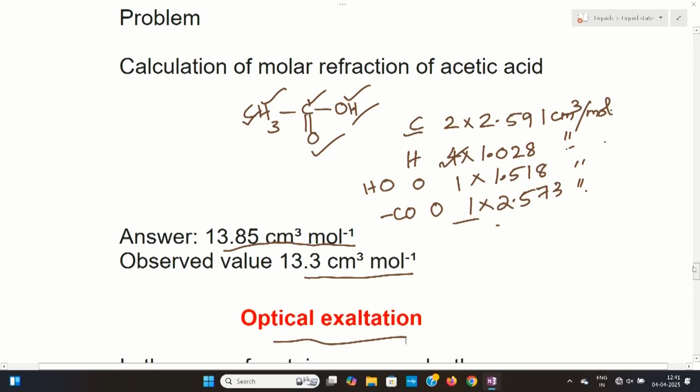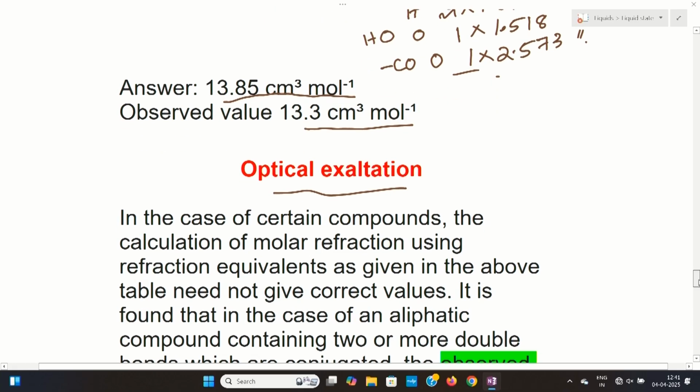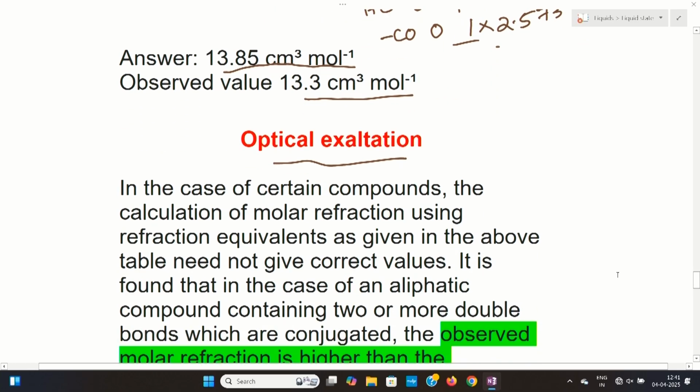Now, let us see another property of liquid, that is optical exaltation. This property occurs when we calculate the molar refraction of compounds using some molar refraction values. When we calculated the value for some of the compounds, some molecules are having conjugation, especially the conjugated molecules. Conjugated means 2 or more double bonds.